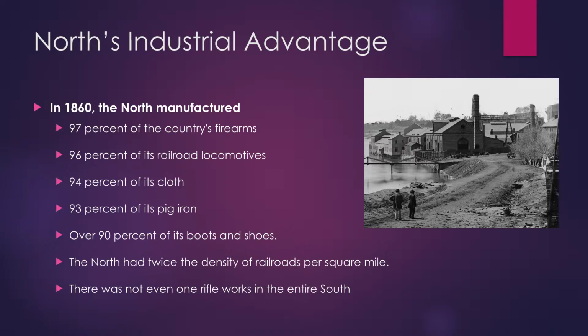93% of its pig iron came from the North. Over 90% of boots and shoes were manufactured in the North. The North had twice the density of railroad lines per square mile. There was not even one rifle manufacturing company in the entire South. So we clearly see an advantage in the North when it came to manufacturing.